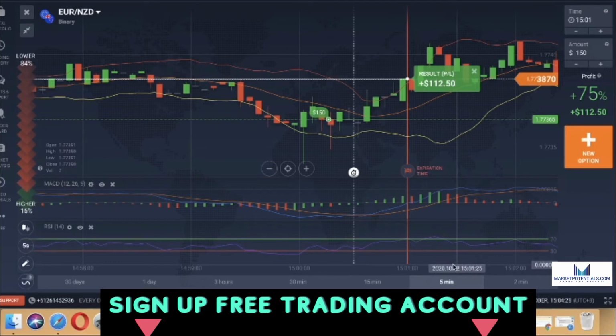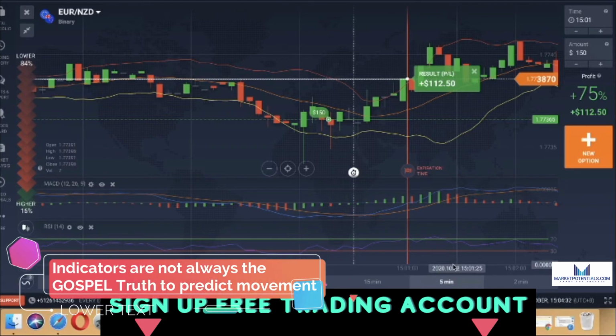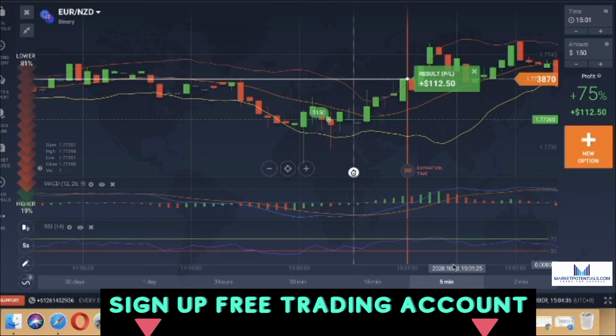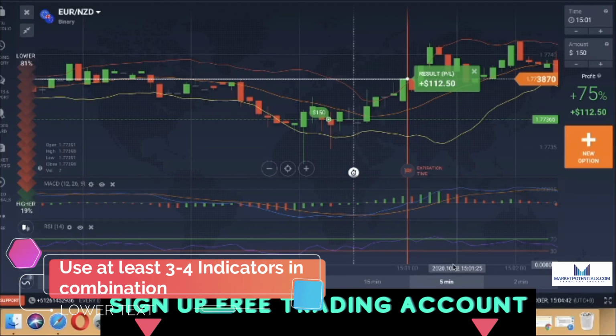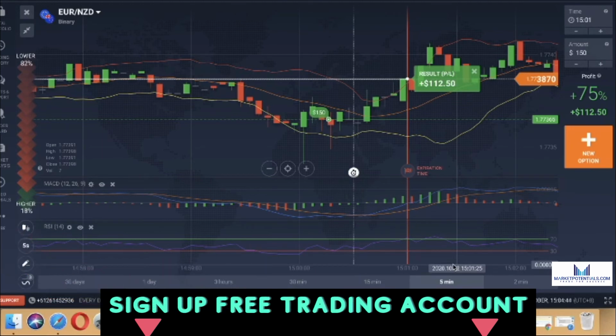Now, do bear in mind that these indicators are not the gospel truth, meaning you can't rely on just one indicator, which is why I always advocate using at least 3 to 4 indicators to build a picture. What you're trying to do is just build a picture of where you think the chart is going to go, the direction of the chart, so to speak.